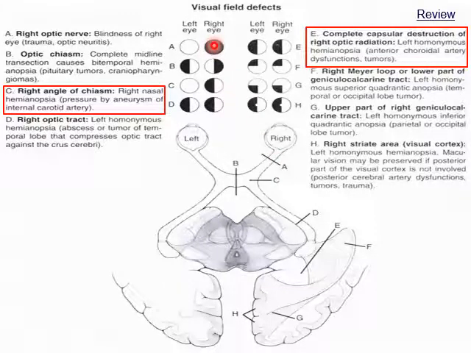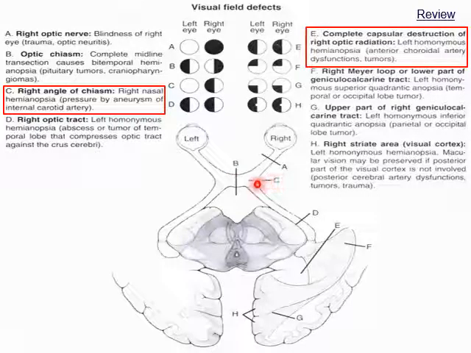When you cut the optic chiasm at the midline, this complete midline transection causes the cutting of the nasal fibers that cross from both sides, and as I said, the nasal fibers see what is on the temporal side of the field. So you'll get this picture, bitemporal hemianopsia, and this can be due to a pituitary tumor or craniopharyngioma.